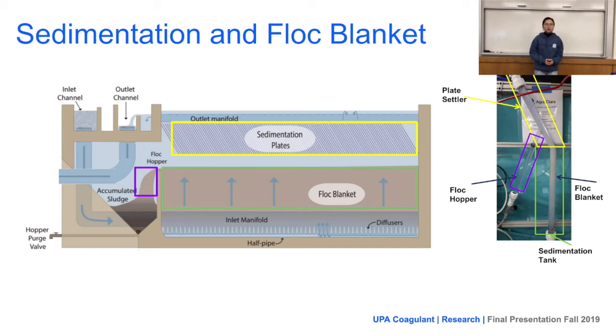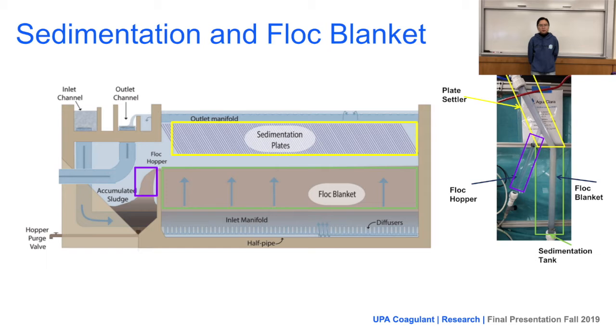So after the flocs are formed, they enter the sedimentation tank, where they settle to the bottom of the tank and form a floc blanket. A floc blanket is a fluidized bed of solids, and it is important for the blankets to be stable and uniform in order to efficiently remove as many particles as possible from the water before it enters the filtration system.